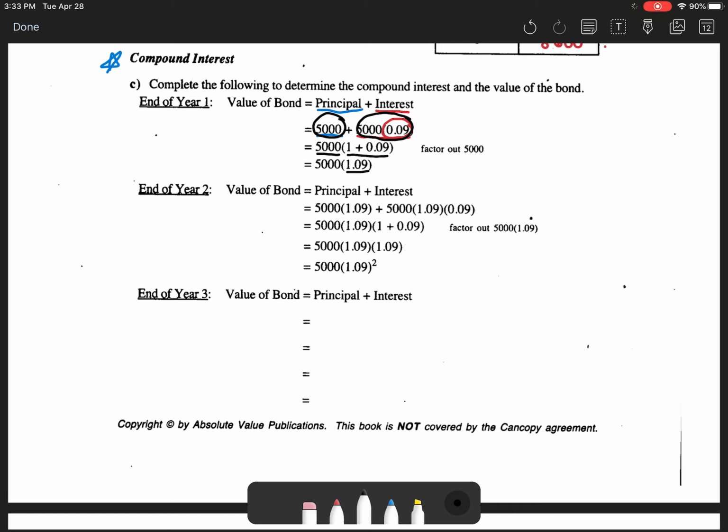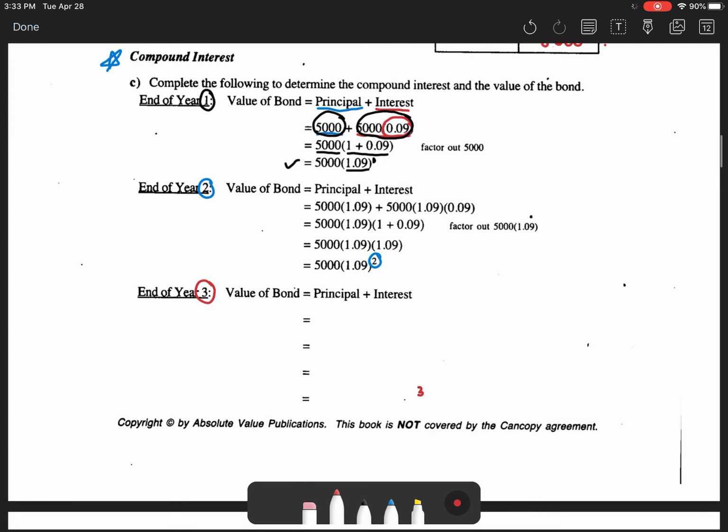Here is one term, and here is another term. Now, what's common between those two terms is this 5,000, so I factor it out. If I factor out the 5,000 from those two terms, what I'm left with is 1 plus 0.09, which gives me 1.09. So at the end, this is an expression for how much money I have at the end of year 1. Now, what they don't write in there, and what I'll show you right now, is at the end of year 1, there is an exponent here, which is also a 1.